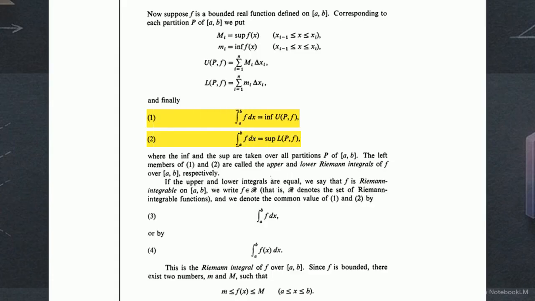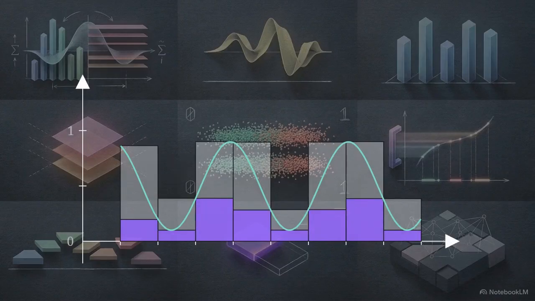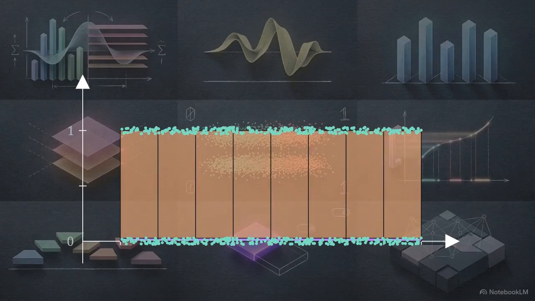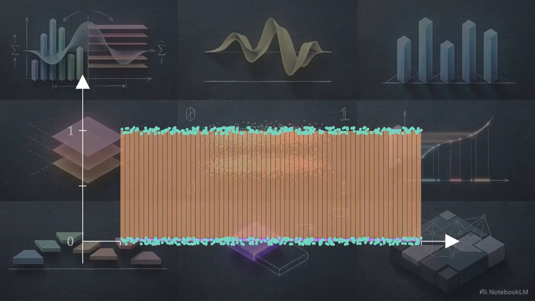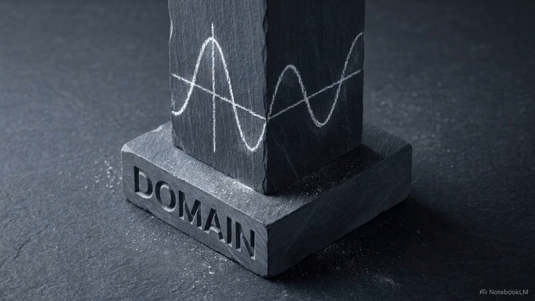Equations 1 and 2 define the upper and lower Riemann integrals. The process depends on finding the supremum, the lowest possible ceiling, and the infimum, the highest possible floor, for each vertical slice. This system fails if a function bounces between 0 and 1 infinitely often within a tiny horizontal interval. The upper rectangles stay at 1, and the lower rectangles stay at 0. Because they never converge, the area remains undefined. Riemann integration is structurally dependent on the function remaining relatively stable across contiguous sections of the domain.